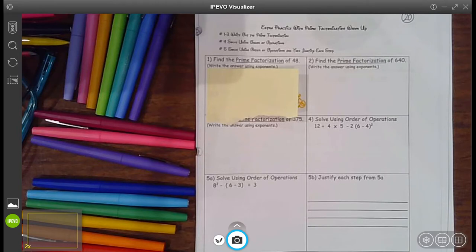We're going to be doing a warm-up on prime factorization, which means you've already learned all these concepts. So I want you to go ahead and pause the video, try the problem, and then unpause it and check yourself, okay, for each of these, because you already know how to do them.